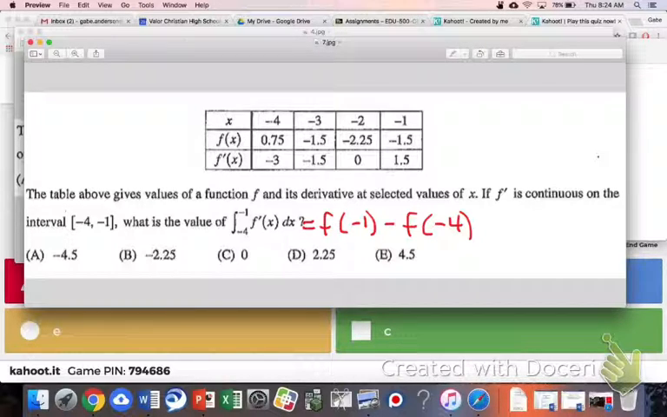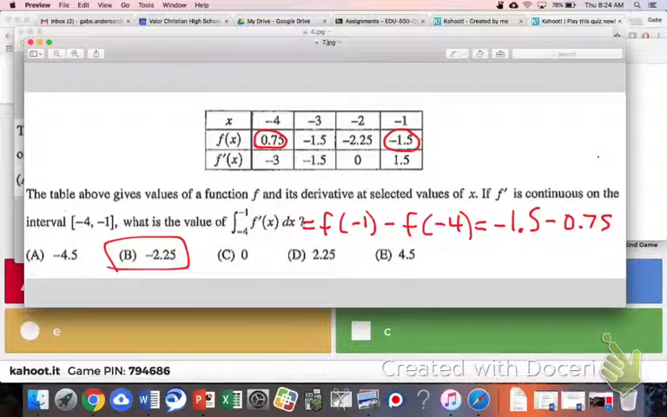So then I think what I can do is take these values right out of the table. So f of negative 1 is negative 1.5. f of negative 4 is 0.75. So this would be negative 1.5 minus 0.75, which leads us to negative 2.25. So this whole row, of course, is totally unnecessary. These two columns as well, totally unnecessary. They've got to give you a little bit more, so you have to pick.